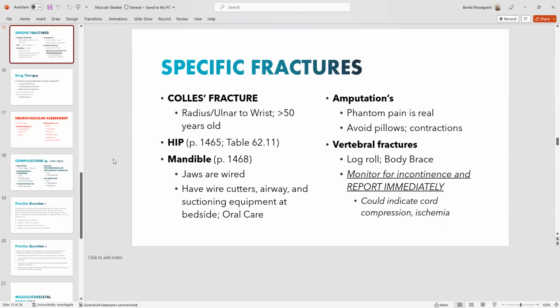So what's my most important thing with mandible fractures? And by the way, if I have a hip fracture, a mandible fracture, and a Colles fracture, who do I see first? You see the jaw fracture. You see the one that's going to cause airway issues first.